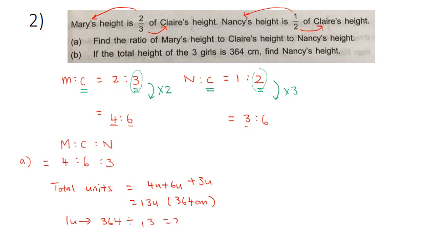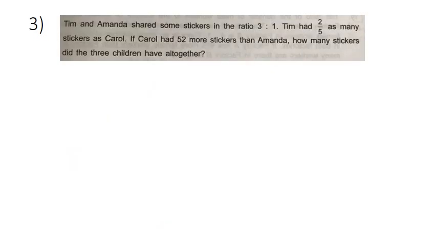We will get 28. And since the question wants us to find Nancy's height, Nancy has 3 units. So 3u will be 28 times 3. And that gives us a height of 84 centimeters. Next, we move on to question 3.